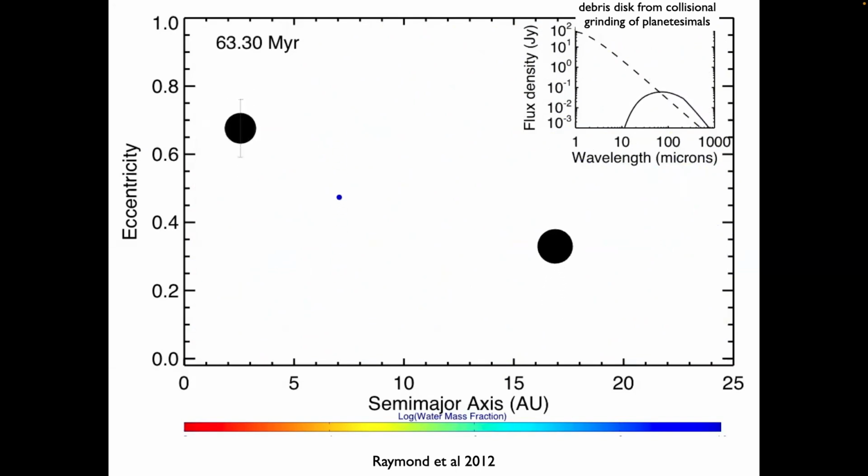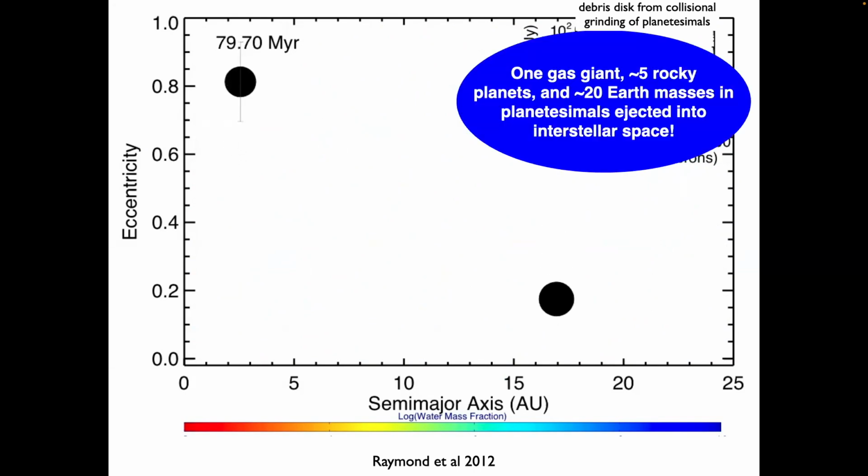Right? So in the end, in this particular system, we end up with giant planets with pretty eccentric orbits, similar to what we see around many stars. And a bunch of stuff got ejected. So what actually got ejected? In this case, about 5 rocky planets, 20 Earth masses in planetesimals, and 1 gas giant got ejected.